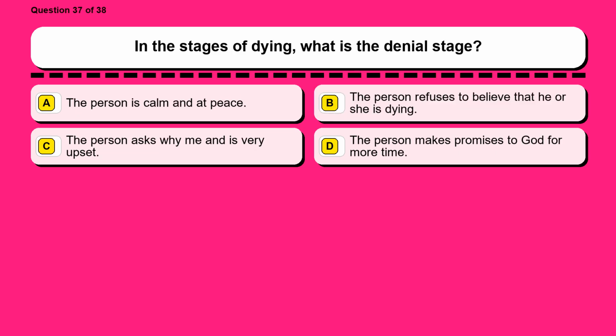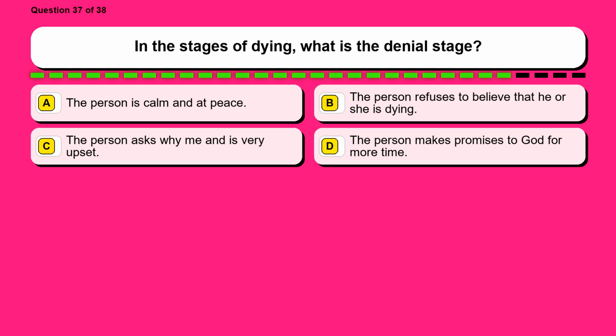Question 37. In the stages of dying, what is the denial stage? Option A. The person is calm and at peace. Option B. The person refuses to believe that he or she is dying. Option C. The person asks why me and is very upset. Option D. The person makes promises to God for more time.